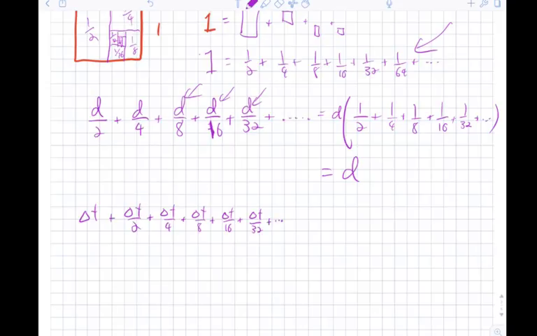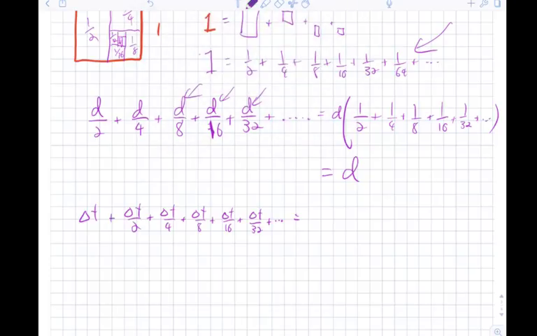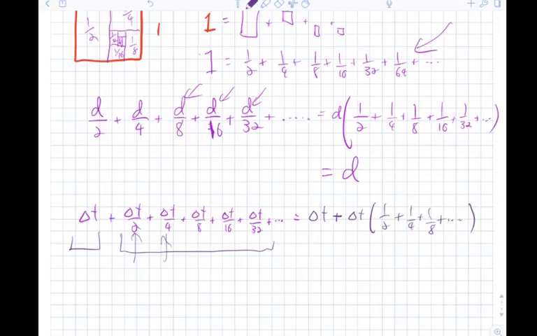Okay? I want you to note that when we split this one out, we don't quite factor it. We split it up like this. We're going to add up all these together, and then we're going to put this one aside. Delta t plus, and then all of these terms have a delta t in them. I could factor that out, so it becomes 1 over 2 plus 1 over 4 plus 1 over 8 plus 1 over 16, etc. So all of these together add up to 1. So this is delta t plus delta t, which is equal to 2 delta t.